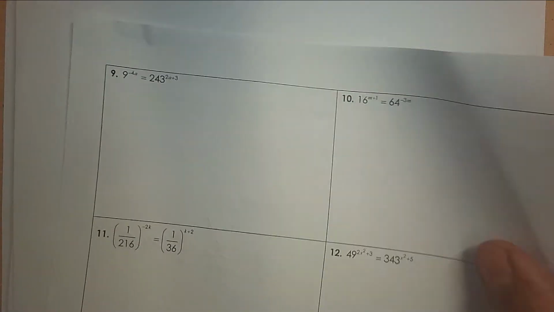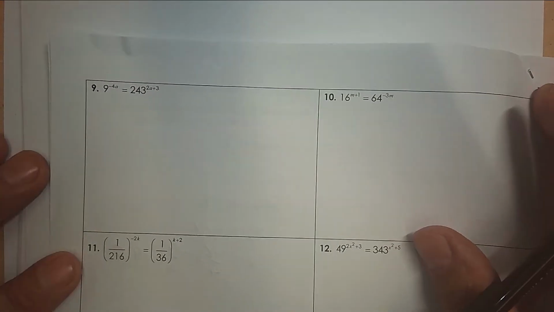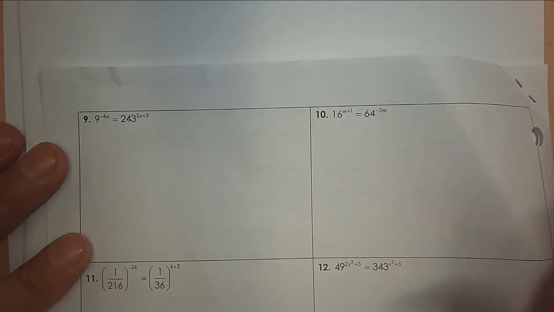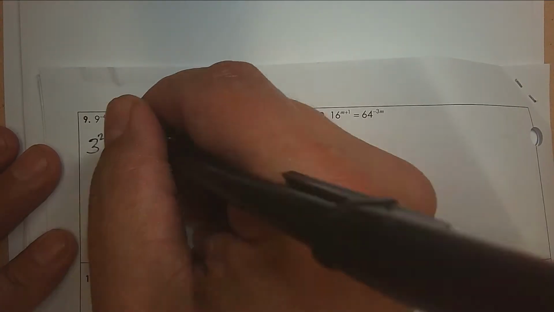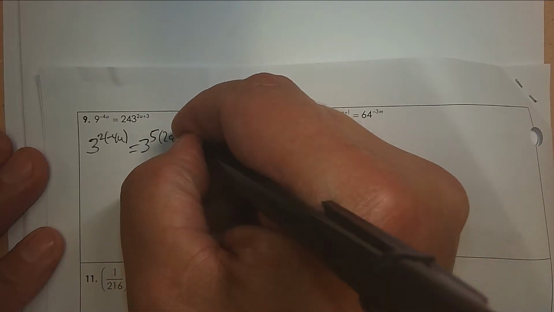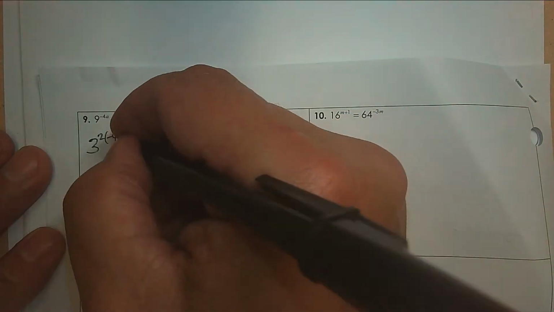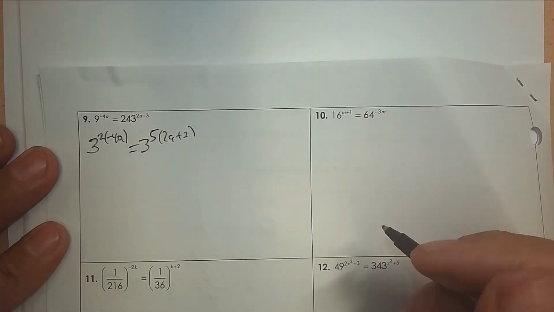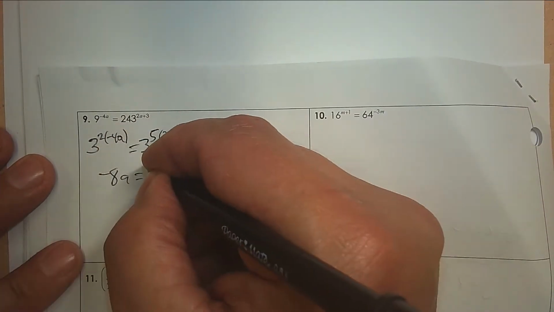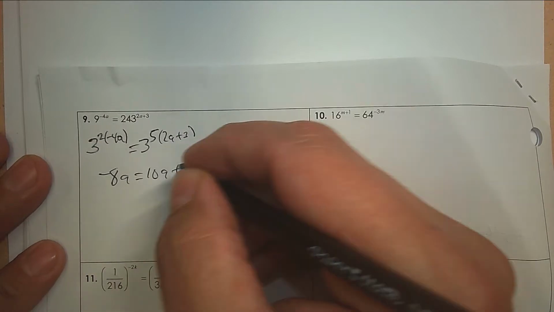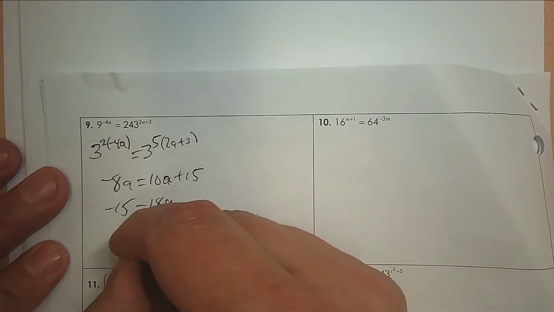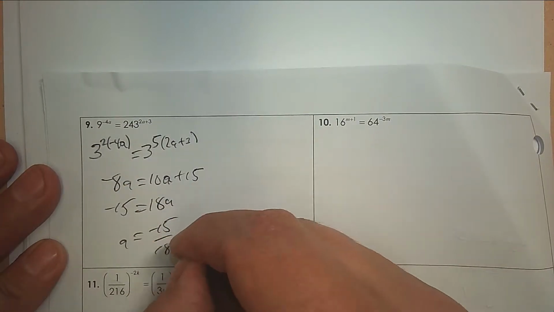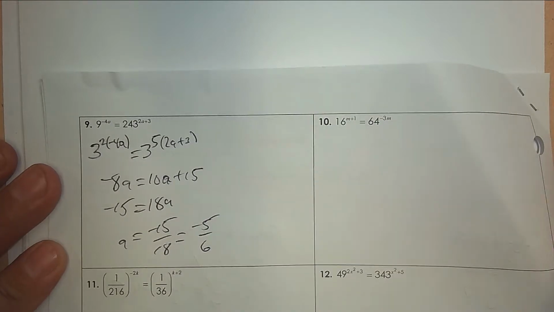All right, next page. Again, common bases. The common base here is going to be 3. So 3 squared and 3 to the 5. It's an A. Then once the bases are the same, you can make the exponents equal to each other. Again, that's an A. So add 8, subtract 15, and then divide. So it's negative 15 over 18, or you could write it as negative 5 over 6.